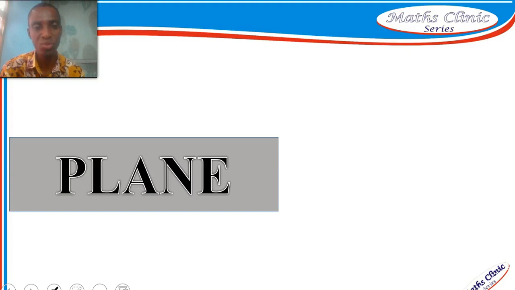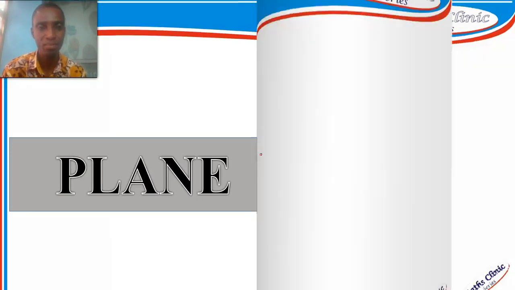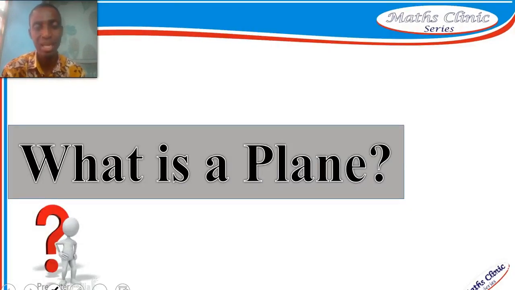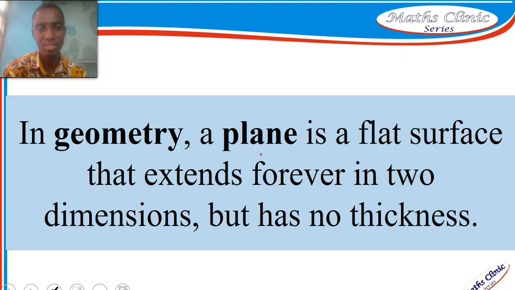So the first word we want to think about is the word plane. My question is, what is a plane? You can pause the video and think about it for a moment. You've been hearing the word plane, plane, plane. What really is a plane? I believe you came up with something very close to this. In geometry, a plane is a flat surface that extends forever in 2 dimensions but has no thickness. So plane geometry normally deals with plane figures that have 2 dimensions.